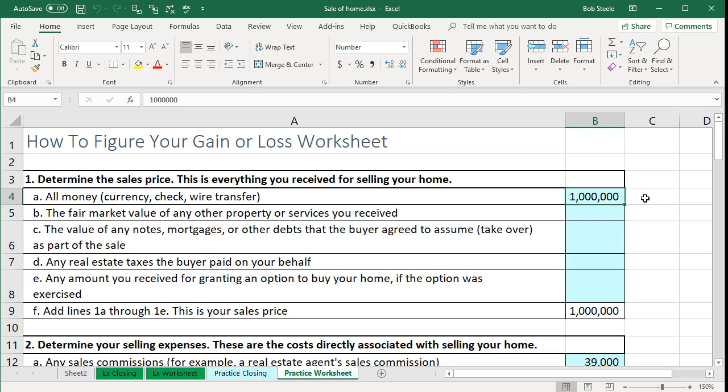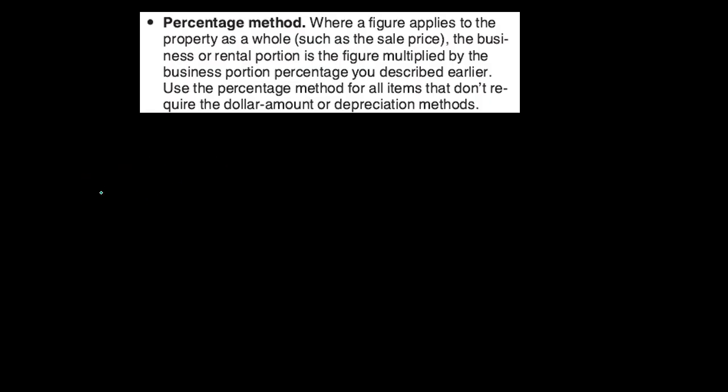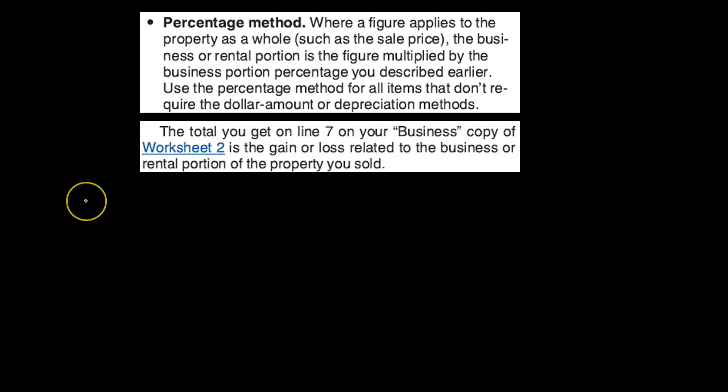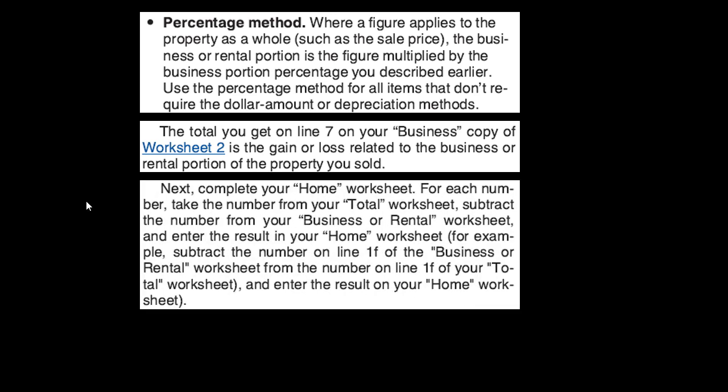We'll use some kind of percentage method to break out, like, a square footage of the business versus the total, the personal versus the total. Something like that would be reasonable to break out between the personal and the business. Back to the text. The total you get on line 7 on your business copy of Worksheet 2 is the gain or loss related to the business or rental portion of the property you sold.